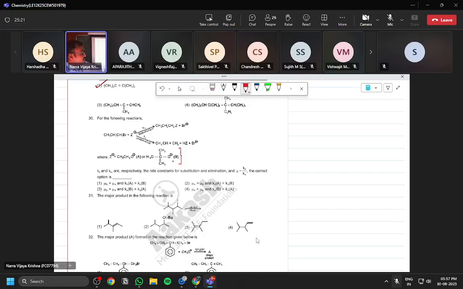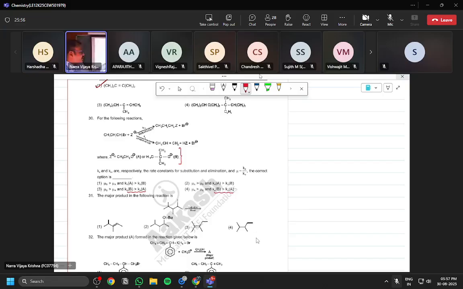Correct? So if this eliminates, the reaction will proceed via Ke. This is Ks, this is Ke. So Ke is preferred. In case of B, Ke is preferable. Check the options. In case of B, Ke is preferable, which means Ke of B is greater than Ke of A. So the answer should be among C and D. Correct or not?